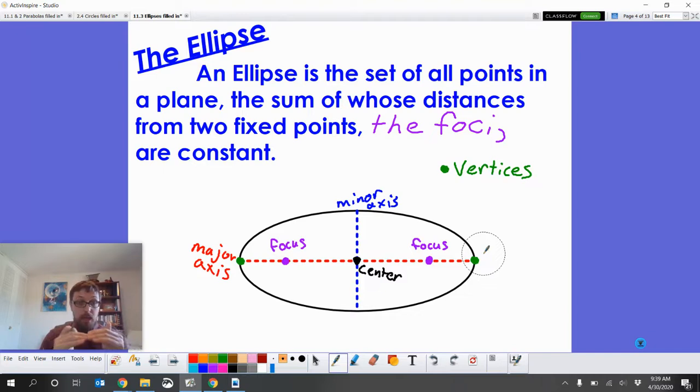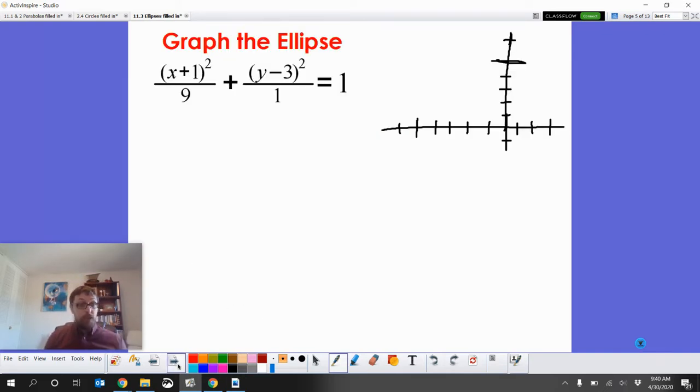Through the center, but all the major points of this thing form the major axis. It could also go major axis this way, and then there's a minor axis that way. Depends upon which of the two ellipses you have. So let's try to graph one of these things. This one's already in standard form for us.